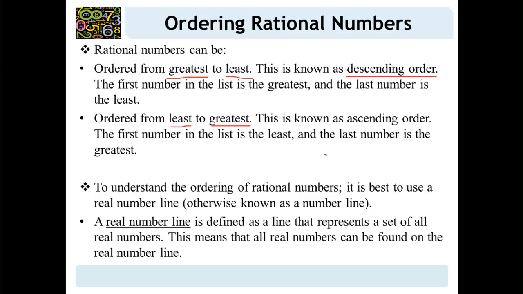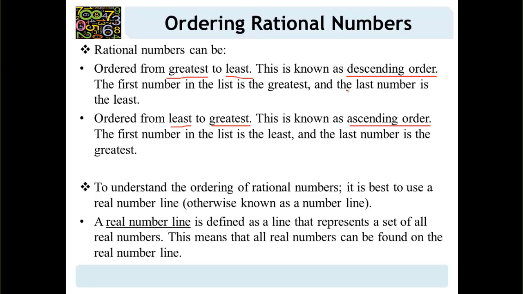Now, when we order, we can also order from least to greatest. In this case, we call it ascending order. In ascending order, the first number in the list is the least, and the last number is the greatest. Okay, just note the difference in the two. If it's descending order, the first number in the list is the greatest, and the last number is the least. If it is ascending order, the first number in the list is the least, and the last number is the greatest.